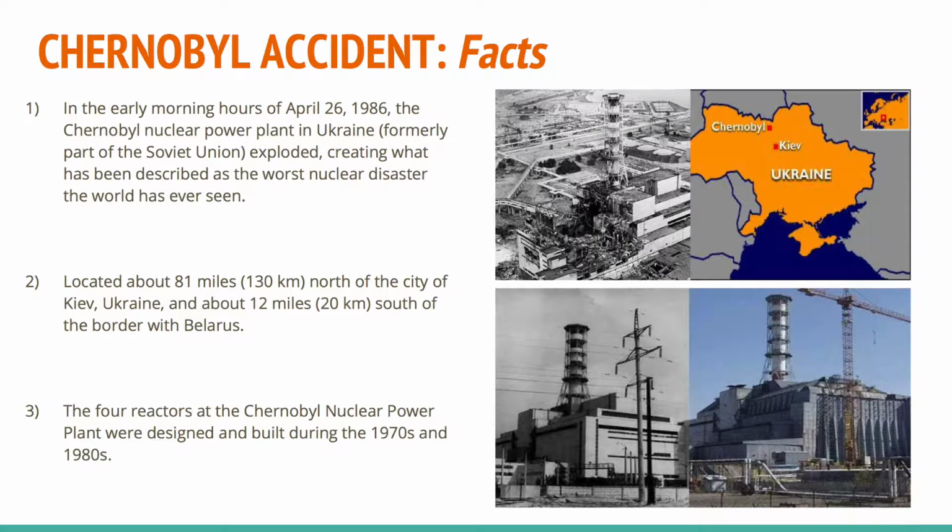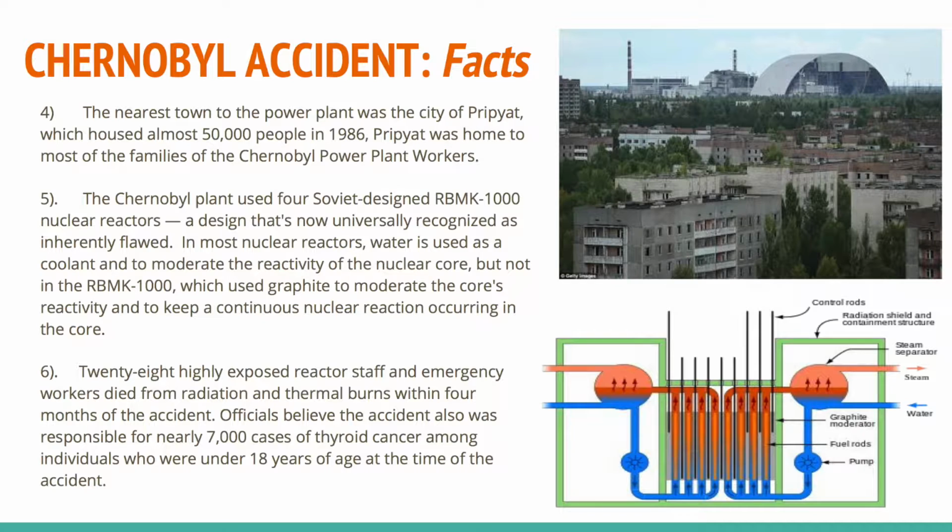The 4 reactors of the Chernobyl nuclear power plant were designed and built during the 1970s. Near the power plant of Chernobyl, and home for many of the families of the power plant workers, was the city of Pripyat, which housed almost 50,000 people in 1986.